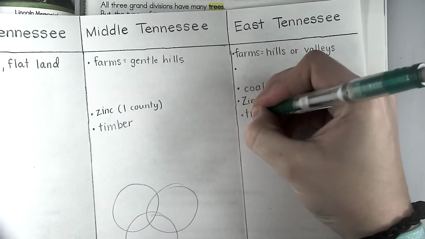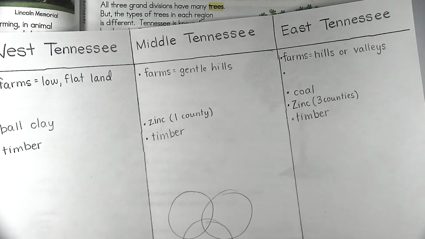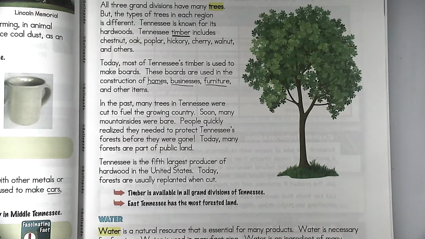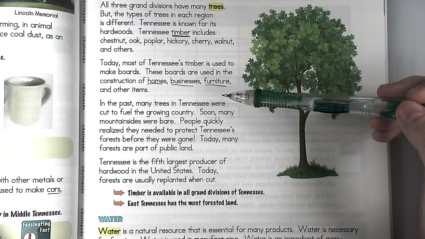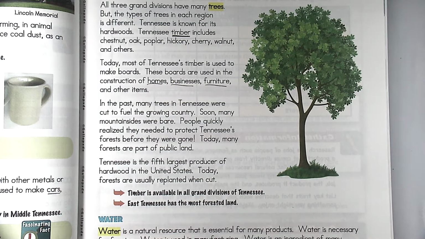Now, it doesn't really go into the specifics of which of the grand divisions have which type of timber, but let's keep reading about the history of the trees and timber in Tennessee. In the past, many trees in Tennessee were cut to fuel the growing country. Soon, many mountainsides were bare. People quickly realized that they needed to protect Tennessee's forests before they were gone. So today, many forests are part of public land.